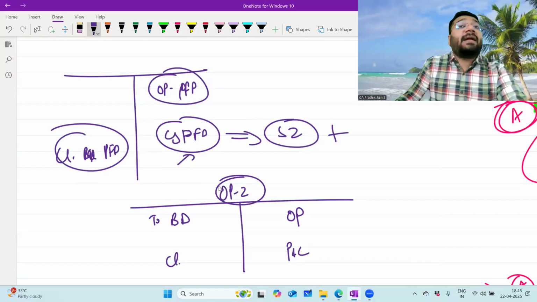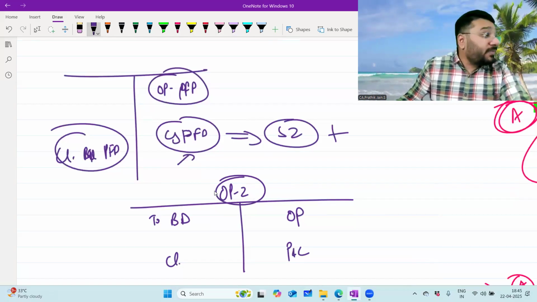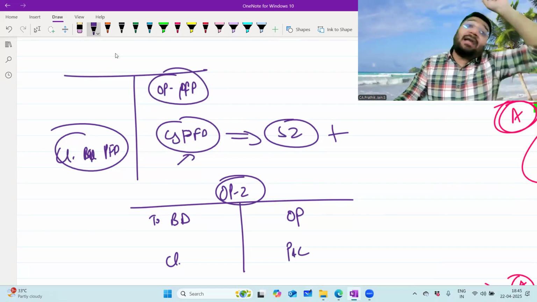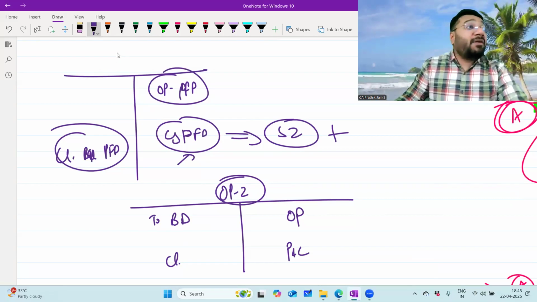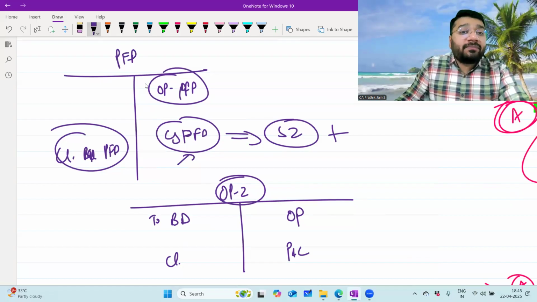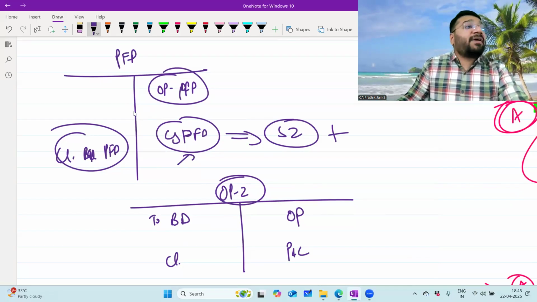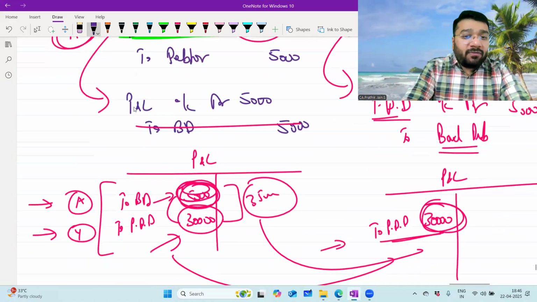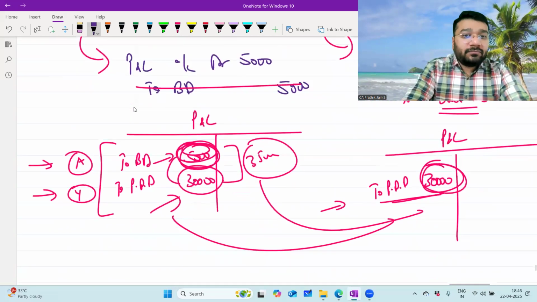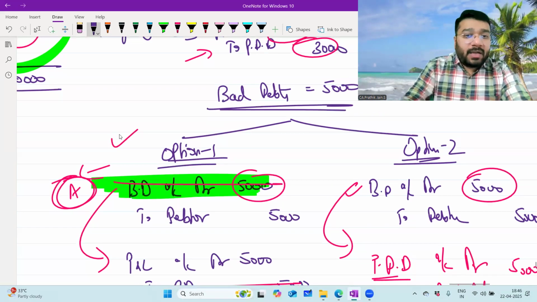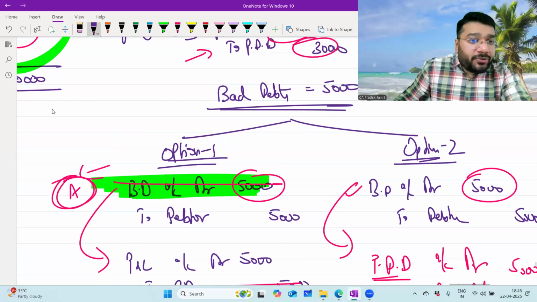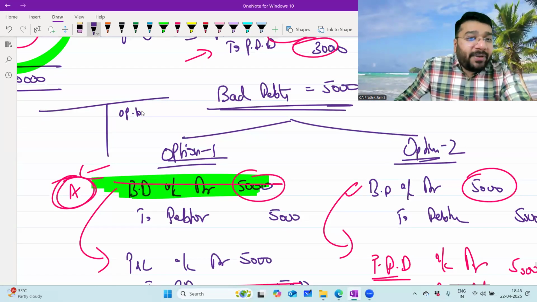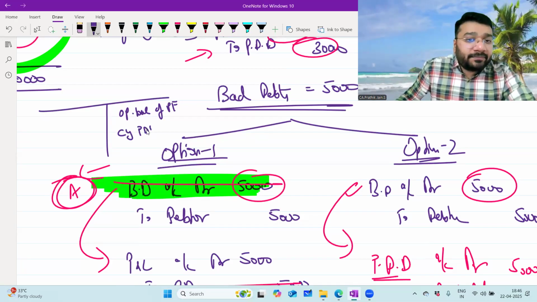So 4 items will come in option 2. How many items will come in the ledger in option 2? 4 items. In option 1, where the bad debt is directly transferred to P&L, bad debt does not come to the PDD account. In that case, how many items will come in the PDD account? Only 3 items in the first option. If you have any doubts, please ask me. If I come to option 1, opening balance of PDD will come here, then current year PDD will come.